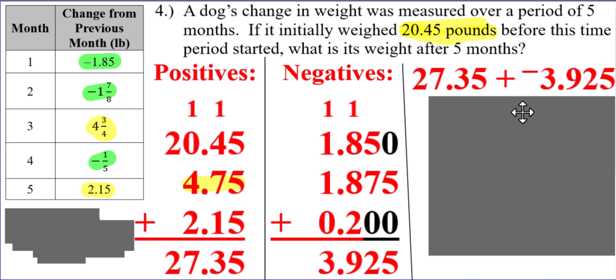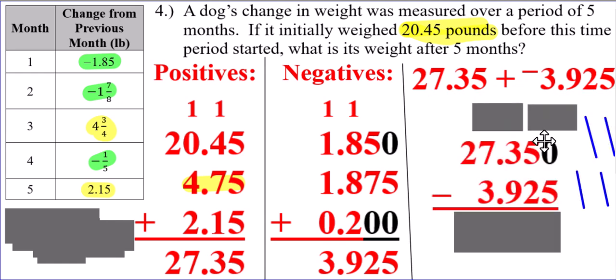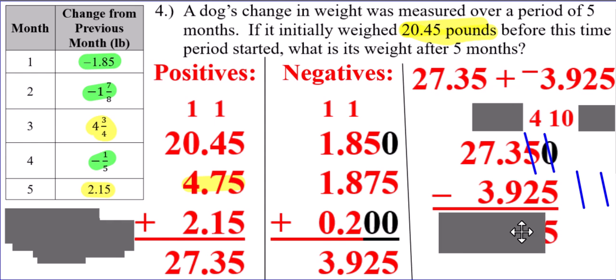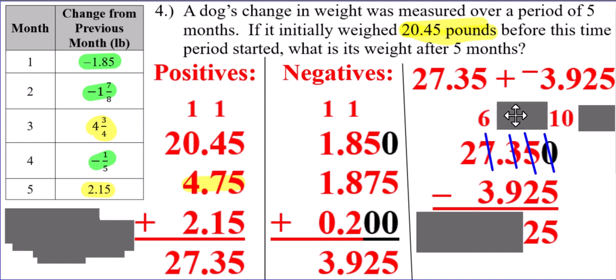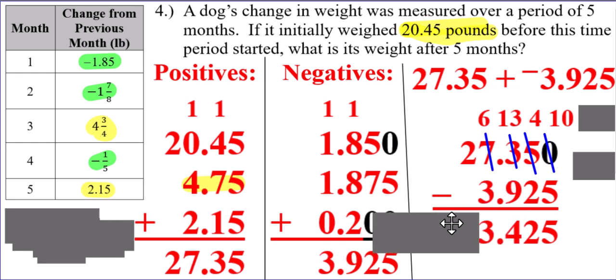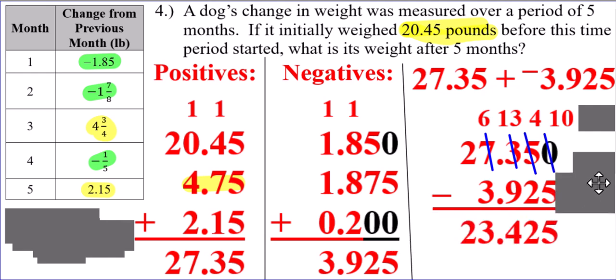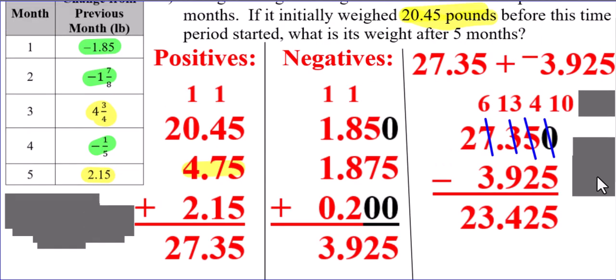Add that to a positive, you're now going to have to subtract their absolute values. And this is going to involve a little bit of borrowing. Now notice I had to put a 0 here to line up the decimal points. So I borrow, that 5 becomes a 4, the 0 becomes a 10, then I can subtract and get 5 and 2. I need to do some more borrowing since the 3 was smaller than the 9. The 7 would become a 6 and the 3 would become a 13. 13 minus 9 is 4, 6 minus 3 is 3, and 2 minus nothing is 2, giving me 23.425, and that is the final answer.